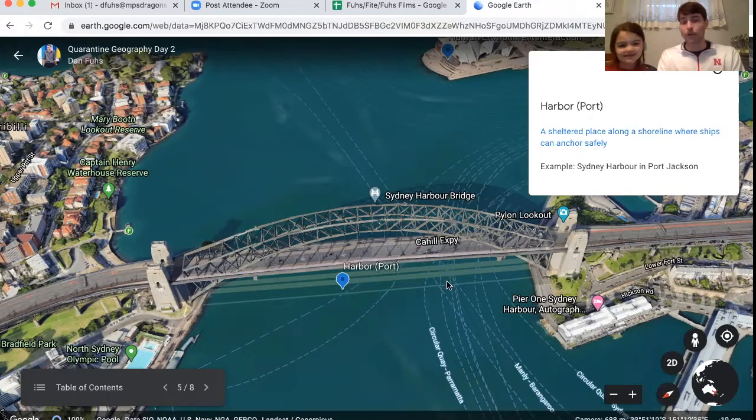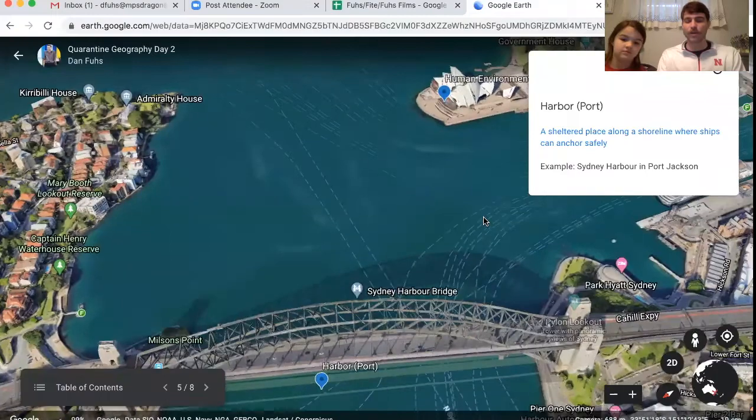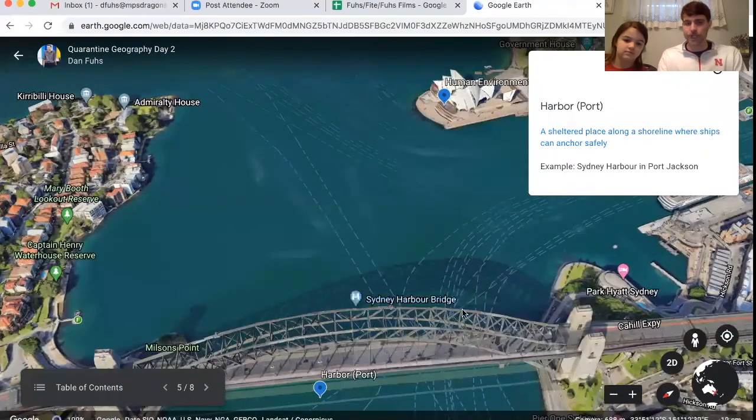A harbor and a port share similar functions. They're usually much smaller than a gulf or a bay, and they're often for docking ships. It's where ships can anchor safely. And so Port Jackson has several harbors, the most famous of which is the Sydney Harbor. Here's the Sydney Harbor Bridge, spelled O-U-R, the British way.